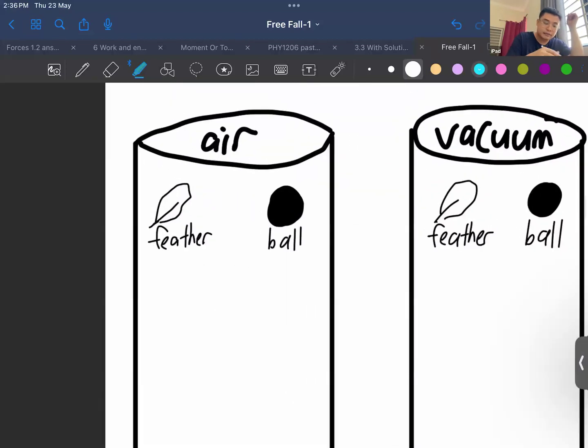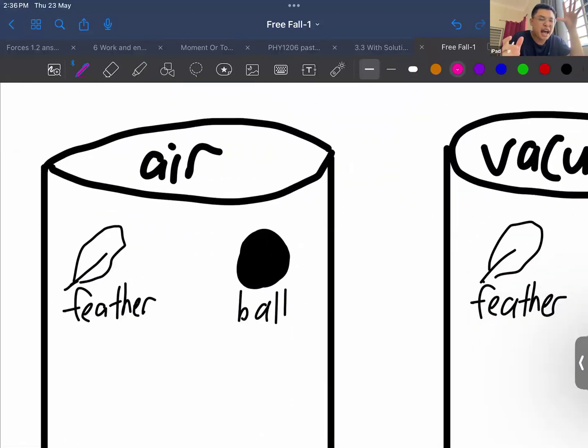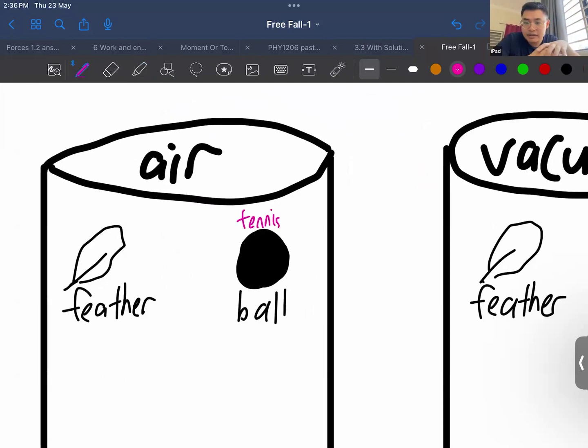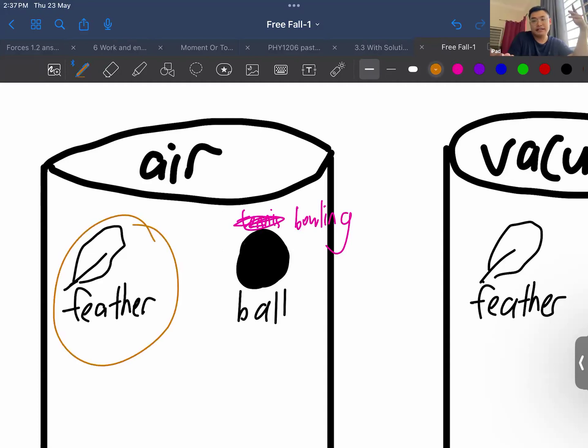Now, can you imagine that the ball, like I said, is a very heavy ball? The reason I want to mention this is because I don't want students to imagine that the ball is very light, like a ping pong ball, a table tennis ball. Not a very light ball, but a heavy ball, like the one you play with in bowling, the very big, heavy one. And a feather is obviously something very light.